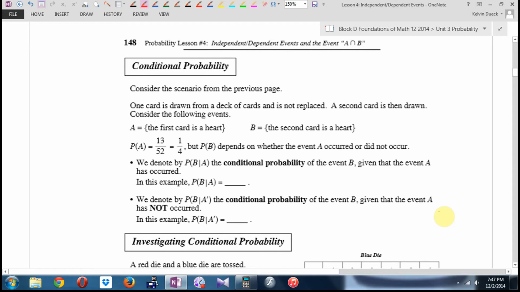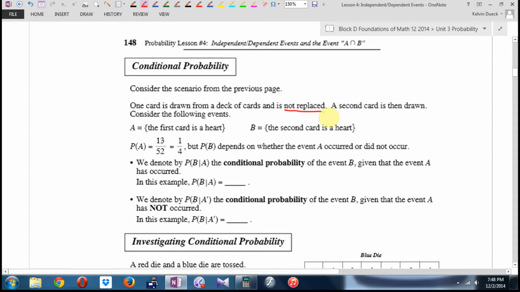Conditional probability. Consider the scenario from the previous page. One card is drawn from a deck and, key idea, not replaced. A second card is then drawn. Consider the following events.